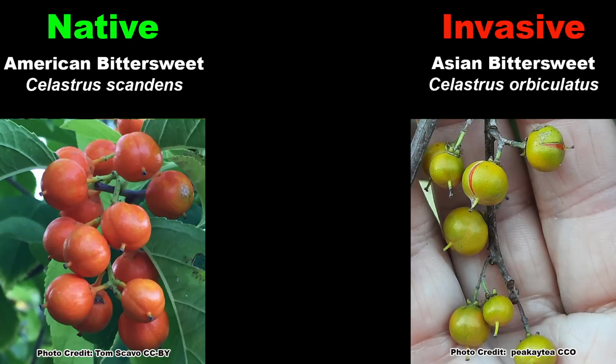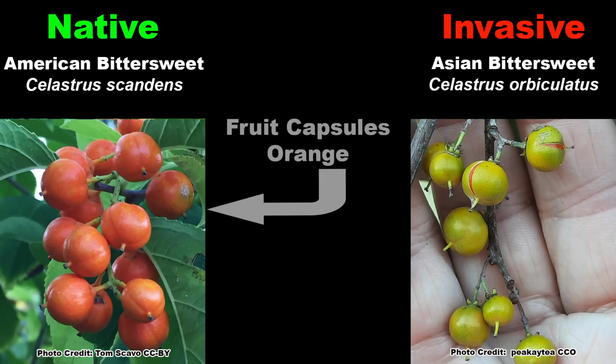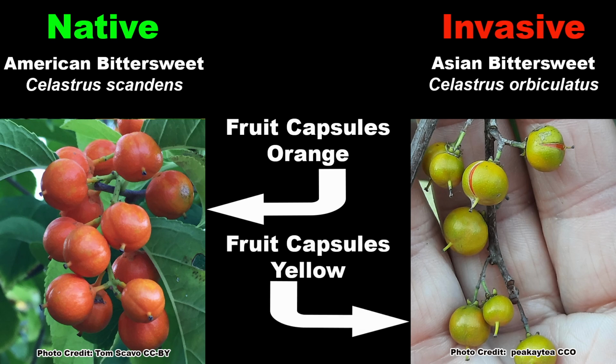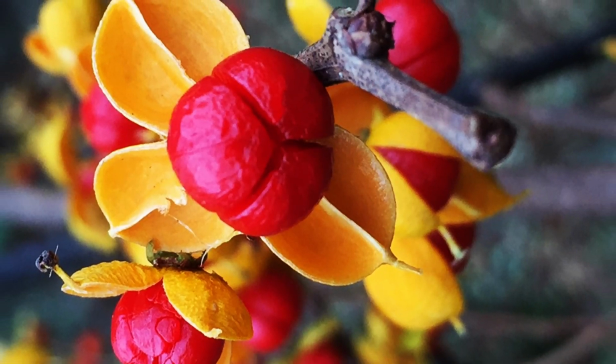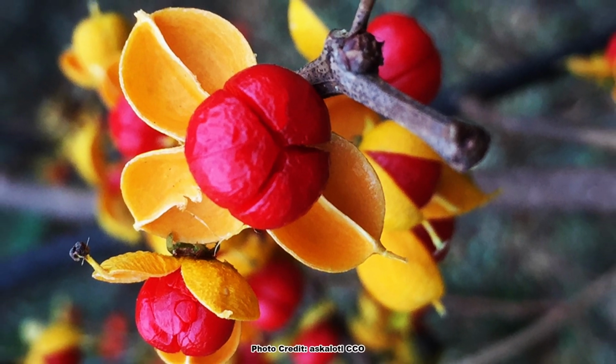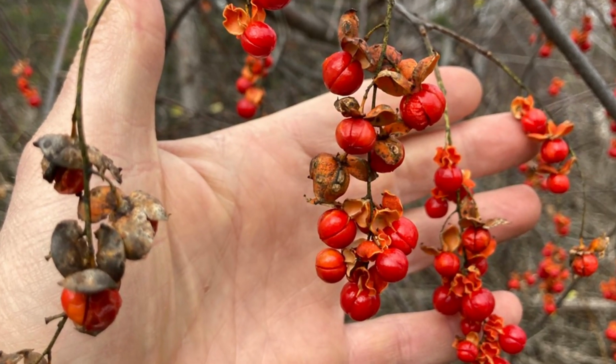If you want more confirmation on the ID, there is a color difference in the capsules surrounding the mature fruits between the species. The capsule surrounding American bittersweet fruit is orange in color, and the capsule surrounding Asian bittersweet fruit is yellowish. Note that the capsules will split to expose the bright red fruits and may eventually fall off or lose color during the winter.